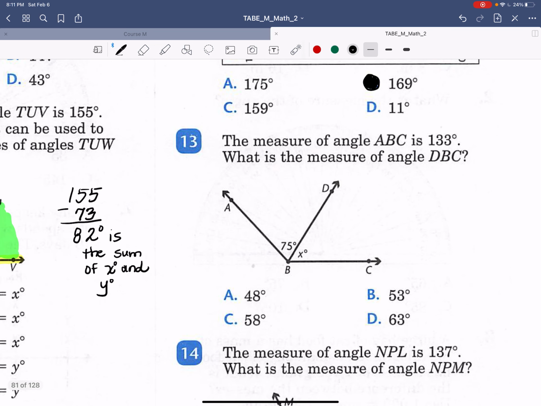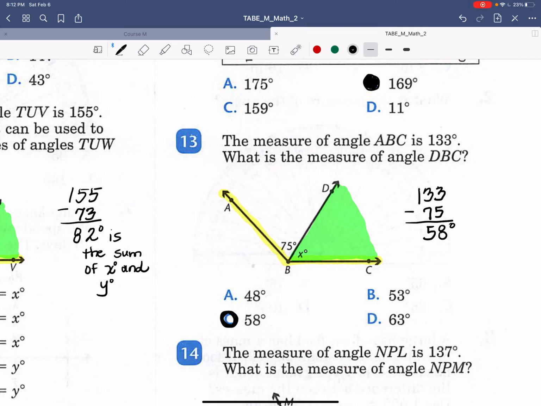Number 13. The measure of angle ABC is 133. So what is the measure of angle DBC? That's this one right in here. DBC. So if you take your 133, that is the whole shape, minus the 75 that we can see, that's going to be 58, I believe. So number 13, I like C.